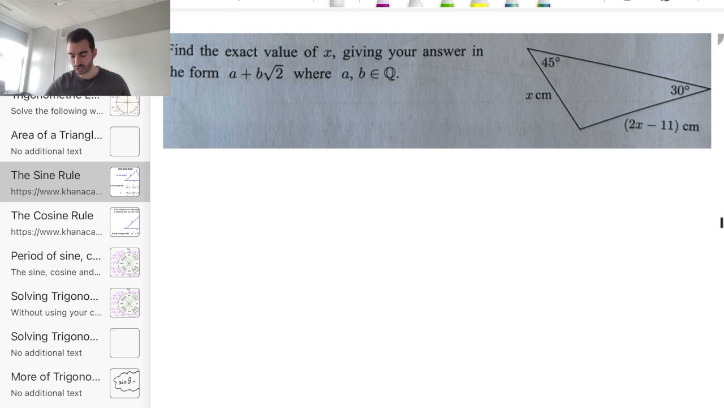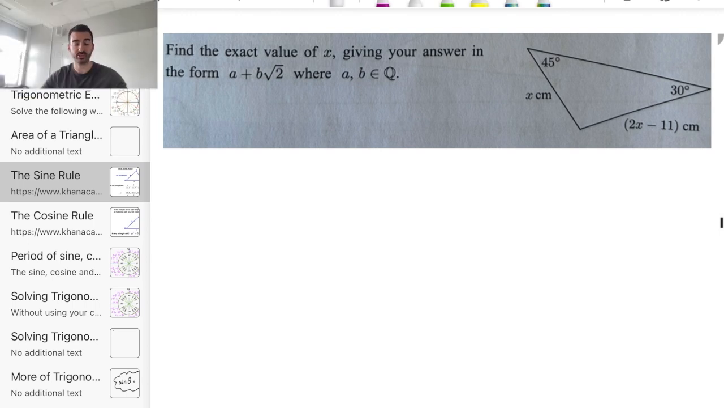When it comes to these questions where we know that a triangle is not right angled and we have missing sides or missing angles, then we know that we're either going to use the sine rule or the cosine rule. Find the exact value of x. We know that we're going to use our algebraic skills in this question, giving your answer in the form a plus b square root of 2, where a and b are rational numbers.